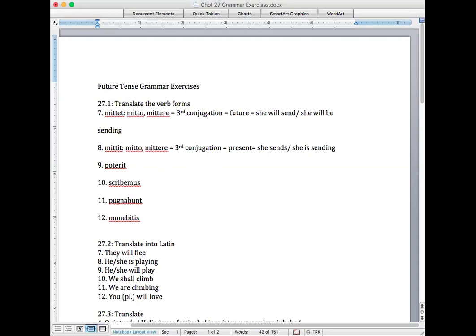Number 9, poterit. Oh no, that looks different. Where have I seen this erit ending? Oh, I just saw it with sum. So I can imagine that this comes from possum. My infinitive is posse, which means it's irregular. So I'm going to go on the basis of how they conjugated sum in my book on page 135 and imagine that this is future as well.